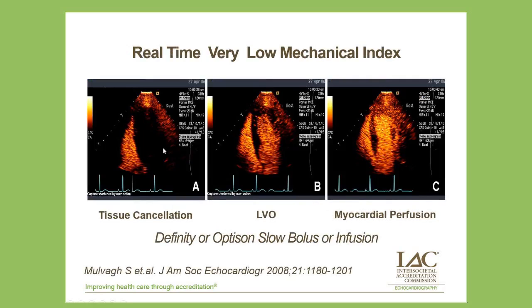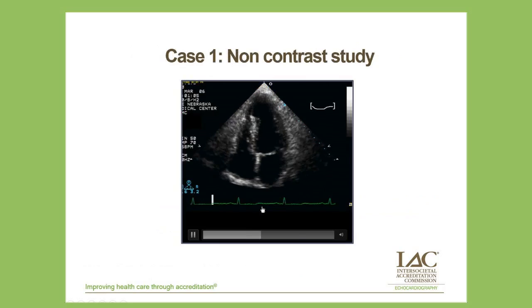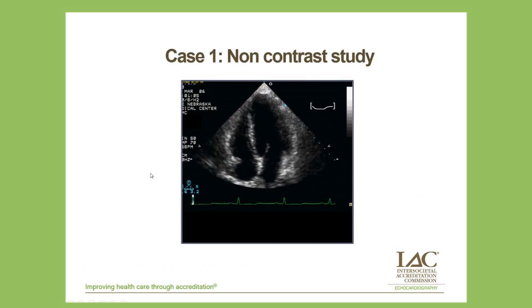You can see that before the contrast arrives in the left ventricle, there's no signal from the valves or the myocardium because they all are responding linearly. And when the microbubbles come, even at a very dilute infusion rate, we see nice left ventricular opacification followed by myocardial contrast enhancement.